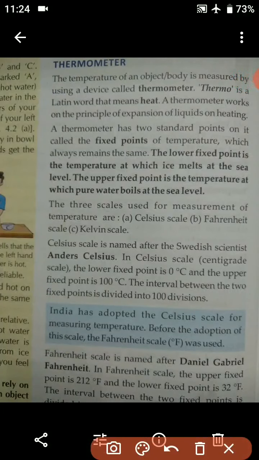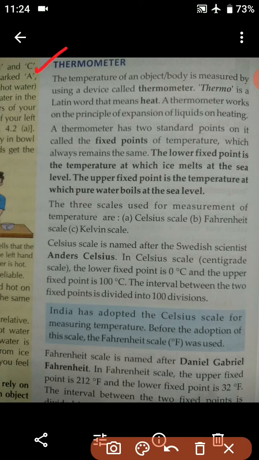So students, yesterday we went through the topic hot and cold, and we also understood one activity. I have given you the activity to perform as your homework. Try to complete it by Saturday or Sunday, okay? Now we are moving on to today's topic, that is thermometer.